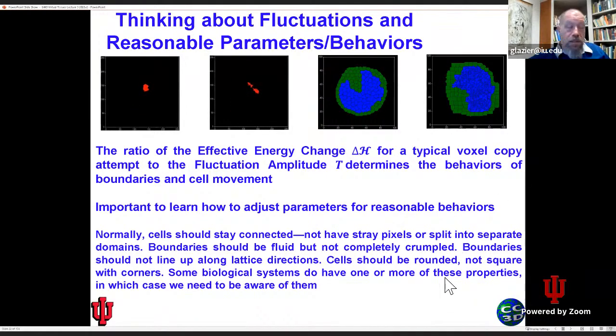Now, I'm not saying that those things don't occur in biology. Plants can have square cells because they're under a lot of tension and pressure and they have rigid walls. Cells can split and merge under certain circumstances. But you want those things to be things that you did intentionally, not things that were accidents of the simulation methodology.